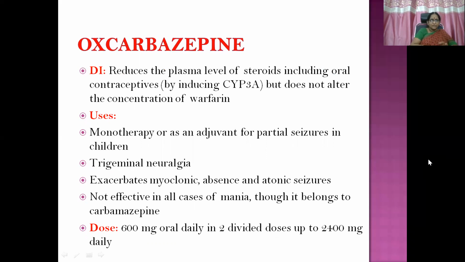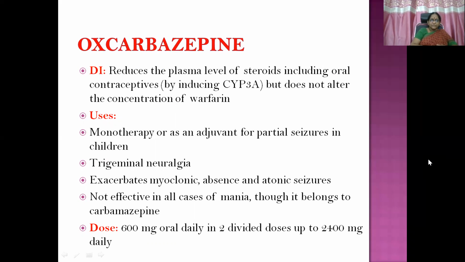So efficacy is lost, but it does not alter the concentration of warfarin. Uses: monotherapy or as an adjuvant for partial seizures in children, and trigeminal neuralgia. Same, this molecule is also used, both carbamazepine and oxcarbazepine. It exaggerates myoclonic, absence and atonic seizures, and is not effective in all cases of mania, though it belongs to carbamazepine. So that molecule is most prominent.